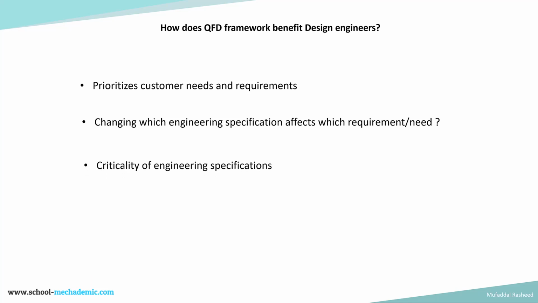Next, you also know the criticality of the engineering specifications. So certain engineering specifications are very critical, and hence the criticality of the engineering specification will allow you to justify the additional tighter tolerances which can be put into the drawing for those critical specifications. So this also gives you certain critical parameters which need to be controlled much more accurately in the manufacturing process. So criticality of engineering specifications is what you will get from this.